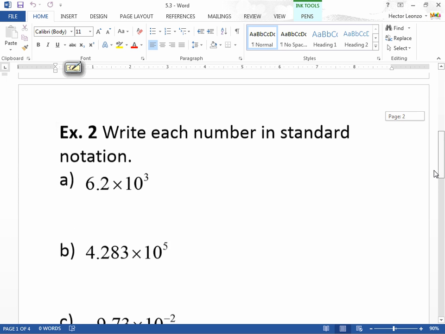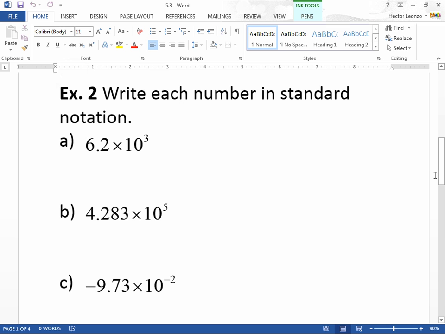Now, I might ask you guys to write each number in standard notation. Standard notation is the way we always see it. So you are given this in scientific notation, write it in standard. So here, if you notice, 10 to the 3, I need to move my decimal 3 places to the right. Add zeros if you need to. So notice how it started between the 6 and the 2. I moved it 3 to the right.